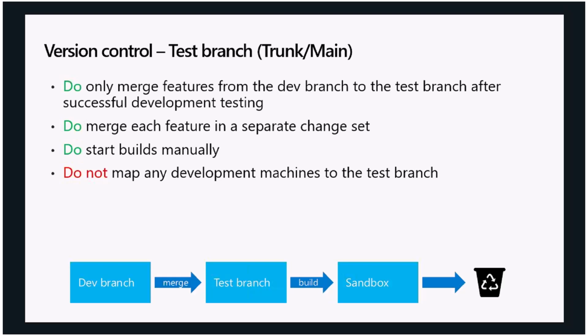Don't map any development machines to the test branch. And the flow is on the bottom: dev branch, merge it to test, run a build on the sandbox. The test branch builds are never put into production, so put them in the garbage can. Don't mark them as a release candidate.